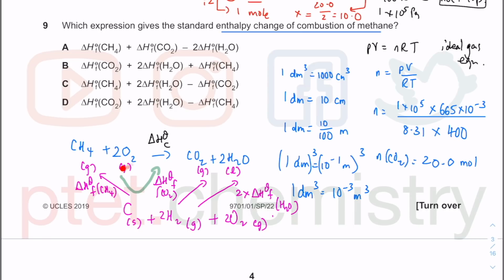As long as you start from the same reactant and end at the same product, the enthalpy change will be the same. Since this is going the opposite way, this will be minus the formation of CH4. Here is a plus the formation of CH4, that one is wrong already, so A is wrong. We're looking at minus the formation of CH4, so only D can be the answer: minus the formation of CH4 plus the formation of CO2 plus 2 times the formation of water. Only D can be the answer there.